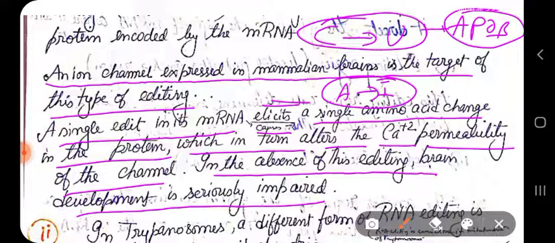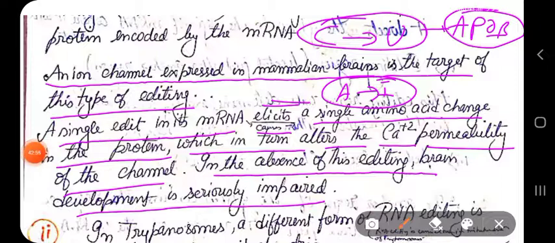Now, due to deamination from A to I, a single amino acid change occurs, which actually changes the function of that ion channel. It alters the calcium permeability of the channel, and it has been observed also that in the absence of editing, if this type of editing does not occur in that channel protein within the mammalian brain, then brain development is seriously impaired. So I hope you have understood what I have said about this type of RNA editing.